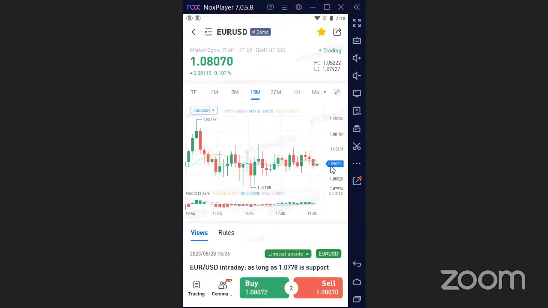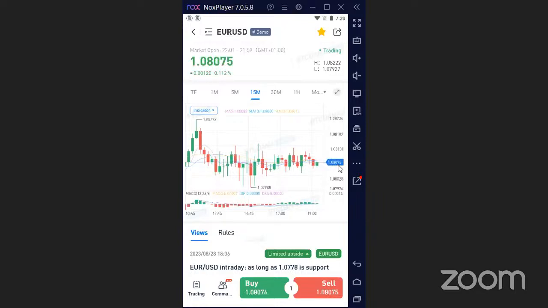We have 1 point. The next digit after the point is 0, so that is digit number 1. 8 is digit number 2. Then another 0, digit number 3. Then our 7 is digit number 4. This 7, our fourth digit, is our pip. Whenever the market is moving, we say the market is moving in pips. We have 8, and it has dropped to 7. Now the market has come down by 1 pip.